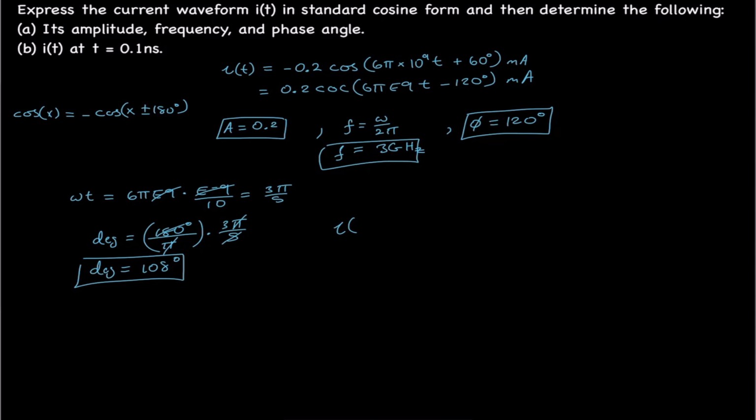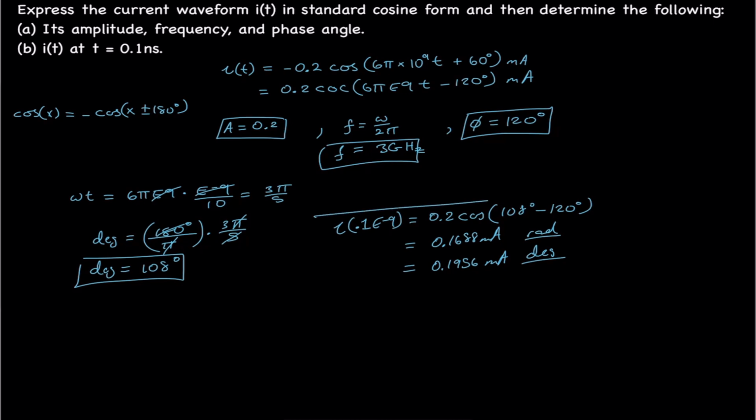So i at 0.1 nanoseconds is equal to 0.2 cosine of 108 degrees minus 120, and that is equal to, in radians, 0.1688 milliamp, or in degrees, it is equal to 0.1956 milliamp. And this is B, and this is A.